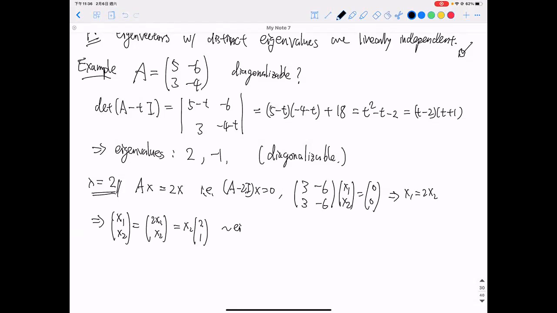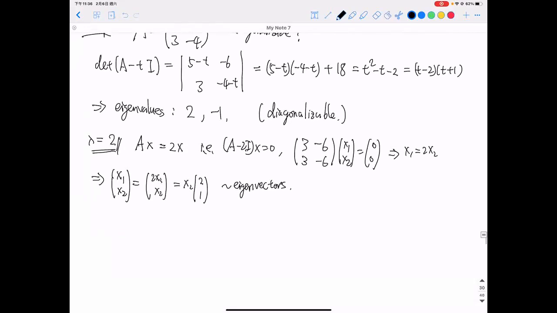So these are the eigenvectors. In particular, you just need one eigenvector for the purpose of diagonalization. So you can take u1, say, to be 2, 1.